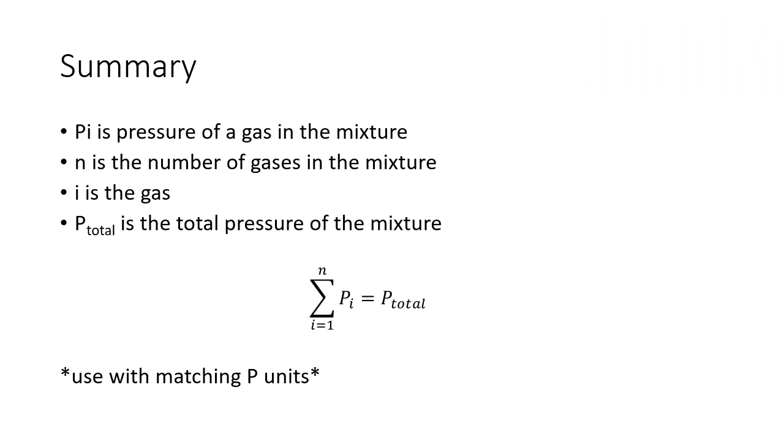To summarize, Dalton's law of partial pressures says that the total pressure is equal to the sum over all of the partial pressures. We can summarize this by using formal mathematical notation. P sub i is the pressure of a gas in a mixture. n is the number of gases in the mixture. i is the gas. P total is the total pressure of the mixture. And the only thing to really watch out for when you're using this is make sure that you have matching pressure units. Otherwise, it doesn't work.